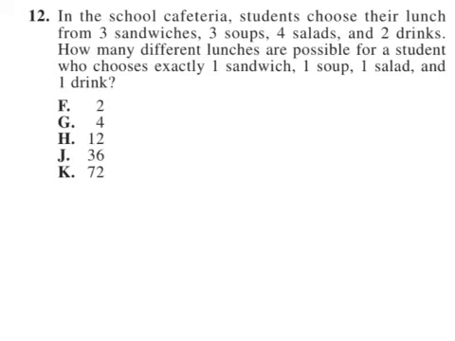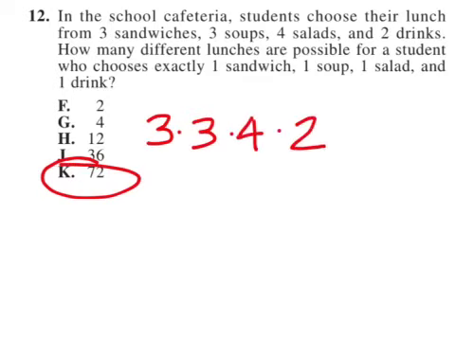In the school cafeteria, students choose their lunch from 3 sandwiches, 3 soups, 4 salads, and 2 drinks. How many different lunches are possible for a student who chooses exactly 1 sandwich, 1 soup, 1 salad, and 1 drink? Everybody had the right answer, and it is K. It's because you do 3 times 3 times 4 times 2. That's 9 times 8, which is 72.